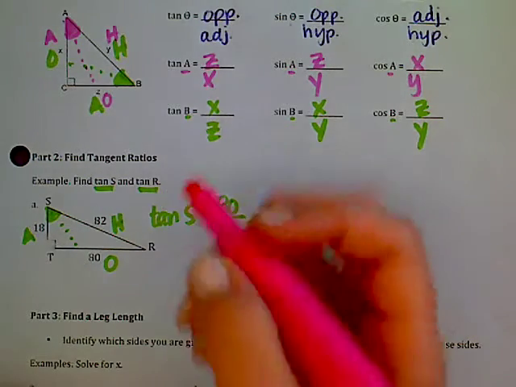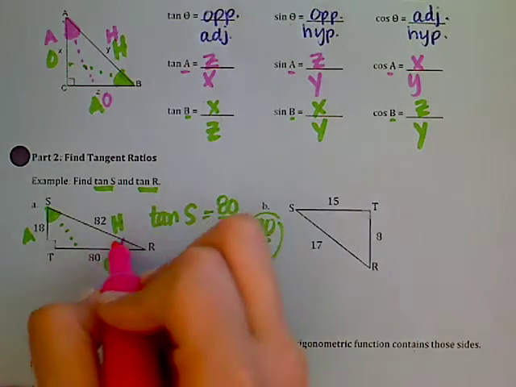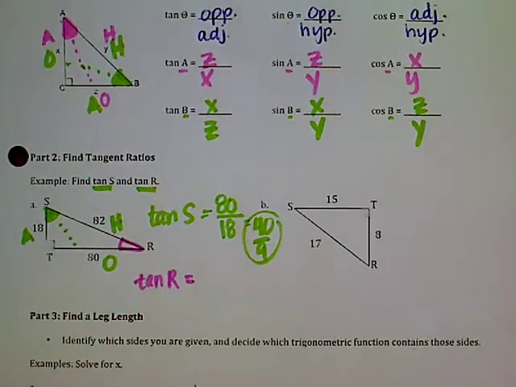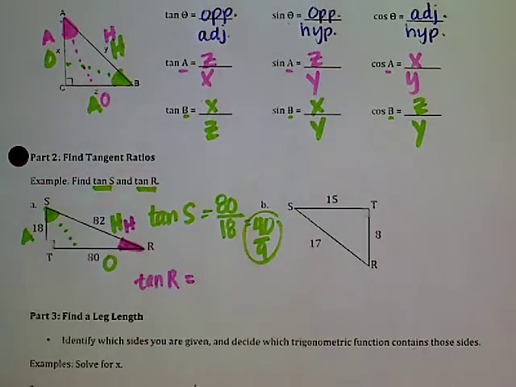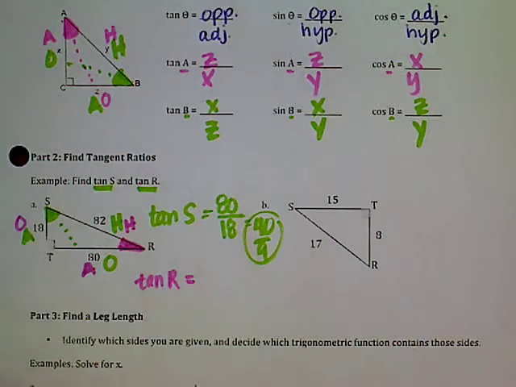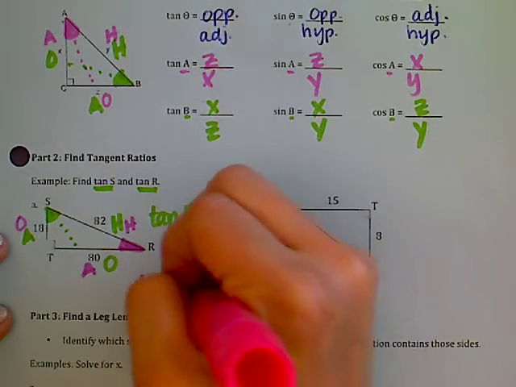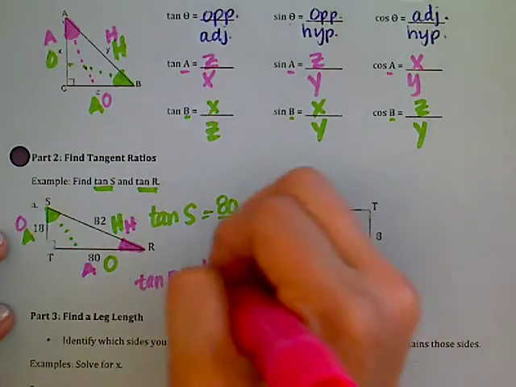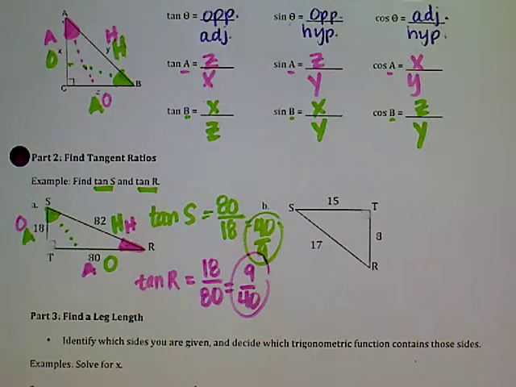Now when we do the tangent of R, again, we're just looking from a different perspective. So now our hypotenuse stays the same, but our opposite is 18, our adjacent is 80, because we're looking from a different angle. So the tangent of R is 18 over 80, or 9 over 40. Notice those just switch places.